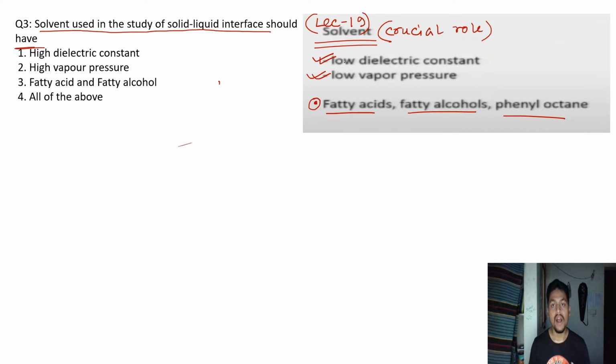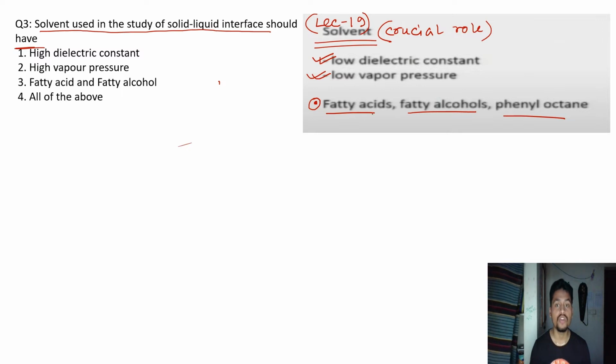And why these are important, you will come to know in the next weeks and onwards. Whenever there will be a very long discussion about the scanning tunneling microscope, the solid liquid interface will automatically come, and then you can understand. But it is introduced like low dielectric constant and low vapor pressure is actually very important.